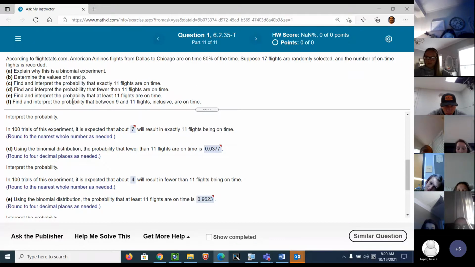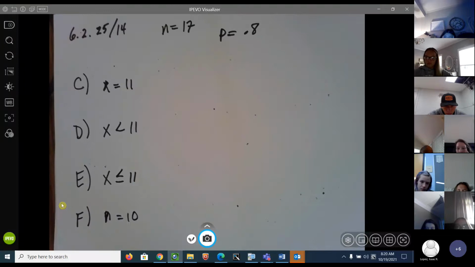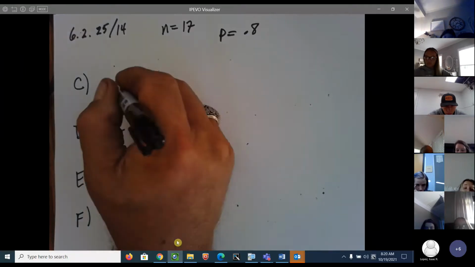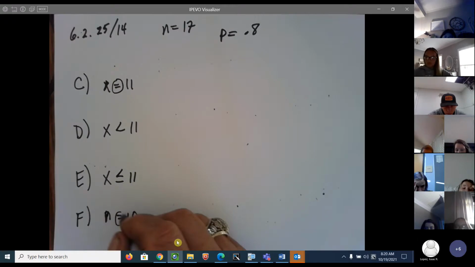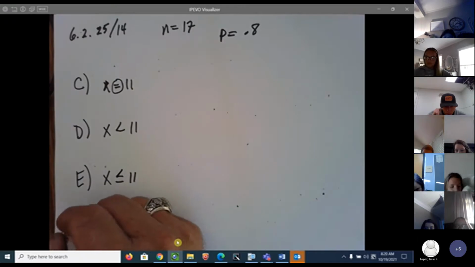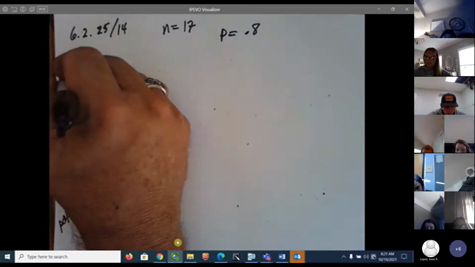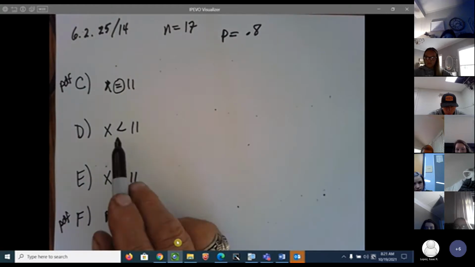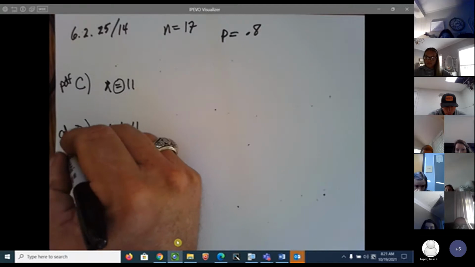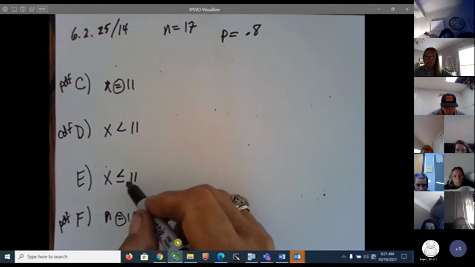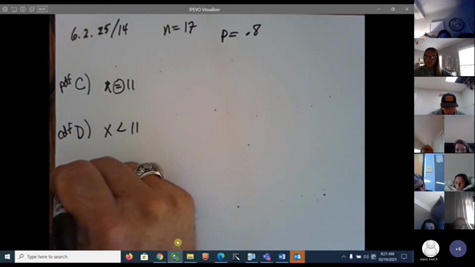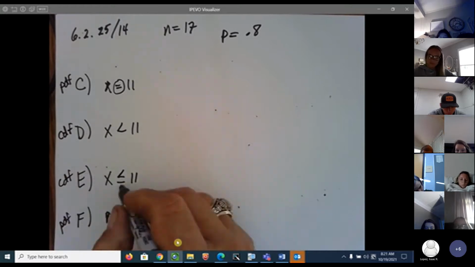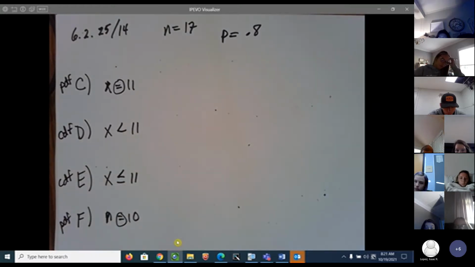And there is your answers. Now go ahead and punch those in. This one is equal, this one is equal, so you'll use PDF for precise. This one is cumulative, so you're going to use CDF for cumulative. And this one is cumulative also, because of the inequality. All right, so go ahead and do those.